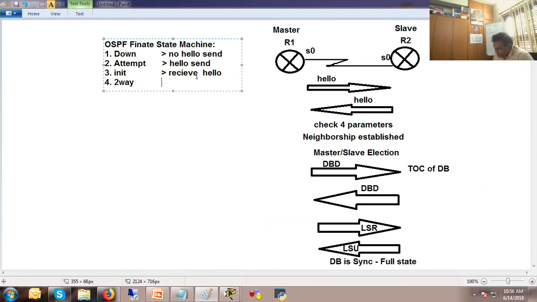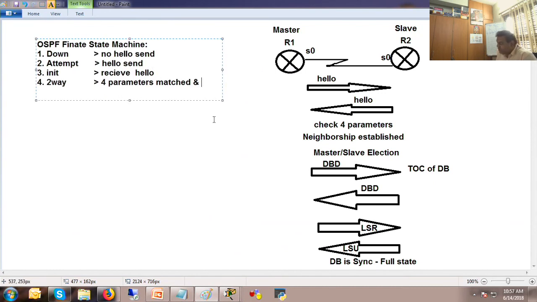Two-way state. So what is the meaning? The 4 parameters match. Understand, it's very important for troubleshooting. If you don't understand this, you can't do troubleshooting. 4 parameters match and my router ID is added in the hello message.